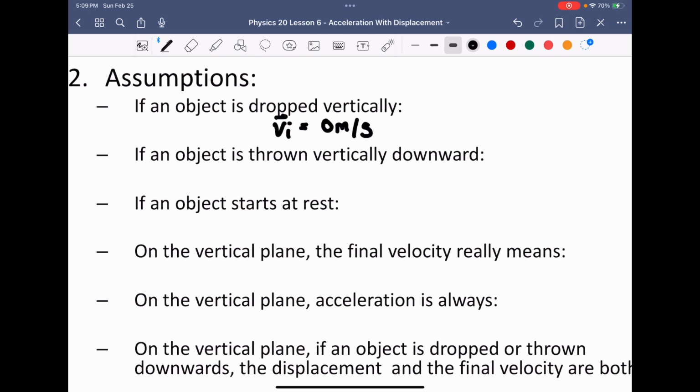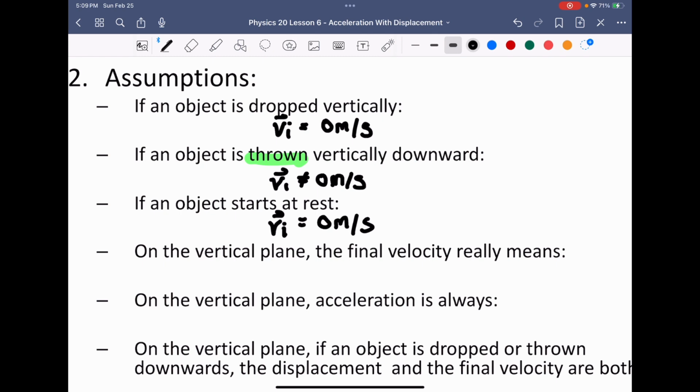If an object is thrown vertically downwards, the key word is thrown. We now need to realize that our VI is not equal to 0. It has some sort of overall magnitude that would most likely be given. So we cannot assume that if something's being thrown, it starts at 0. If an object starts at rest, that's another way of saying dropped. So what we want to do is say VI is equal to 0 meters per second.